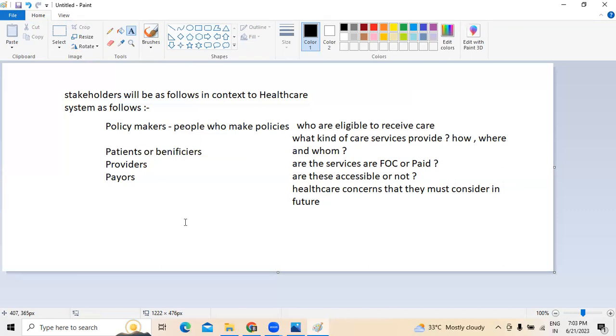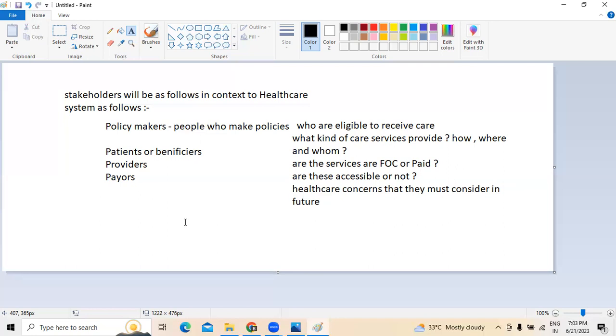One is policymaker, second is payer, third is patient or beneficiary, and fourth is provider. If you look closely, there is an interconnection among these four. These people are called stakeholders. Managing these stakeholders, individually and among themselves, is essentially important for a business analyst.